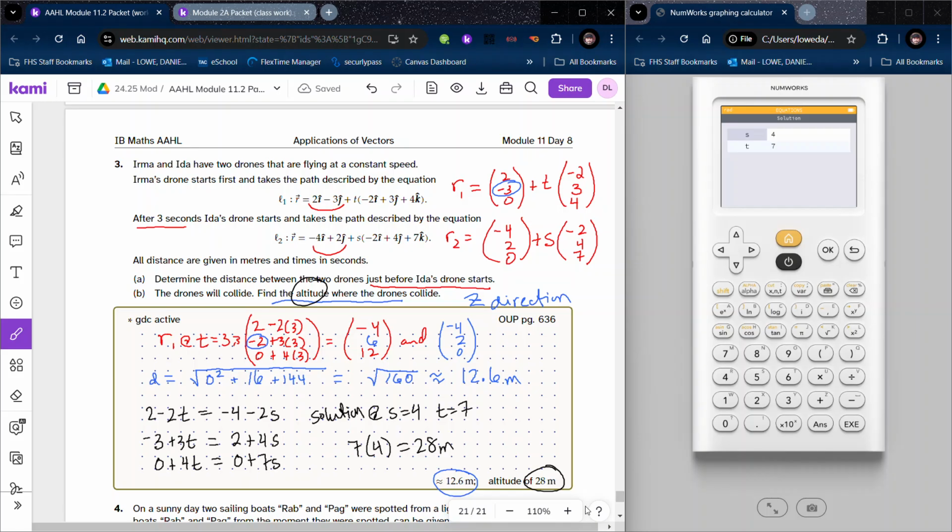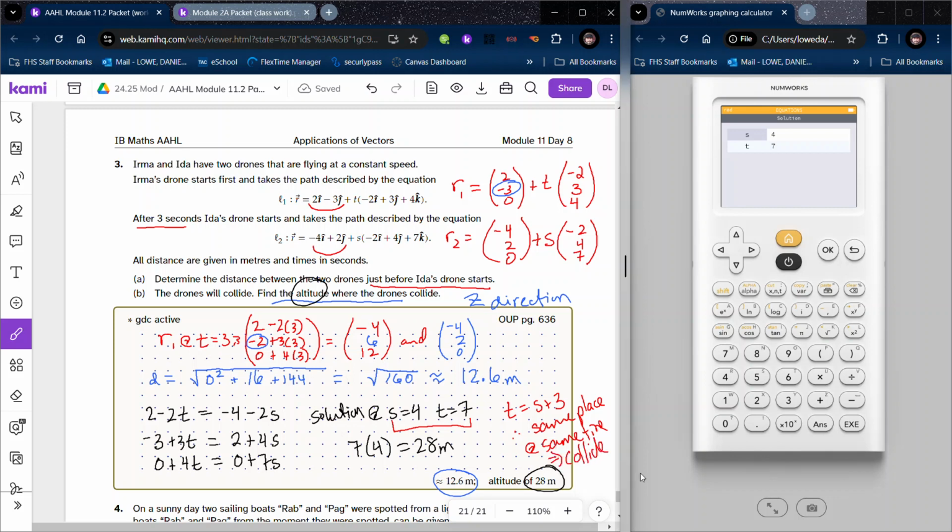So that's an example of working with vectors in an application setting. We'll do one more example talking about boats, but recognize that the only way I collide is if I'm at the same place at the same time. How do I know from this information that they are at the same place at the same time? Well, look at my parameters. s equals 4 and t equals 7, but I know that t is s plus 3, so therefore we're at the same place at the same time, which means we're going to have a collision.